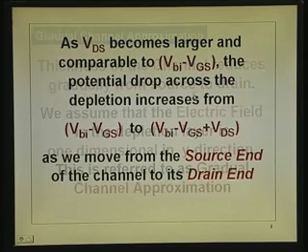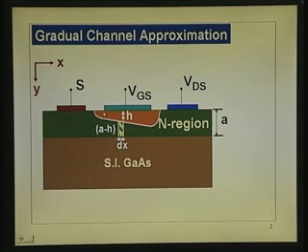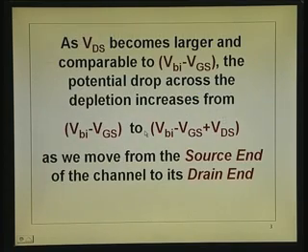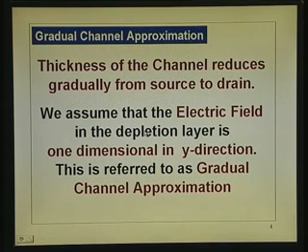The depletion layer voltage keeps on increasing, the depletion layer keeps on widening. So, the channel thickness keeps on reducing. Now, we also mentioned in the previous discussion that we assume that the electric field in the depletion layer is in the vertical direction, y direction, perpendicular to the channel, and along the channel direction the electric field is there because VD is there.